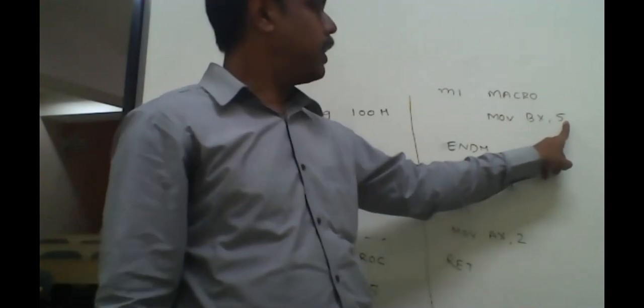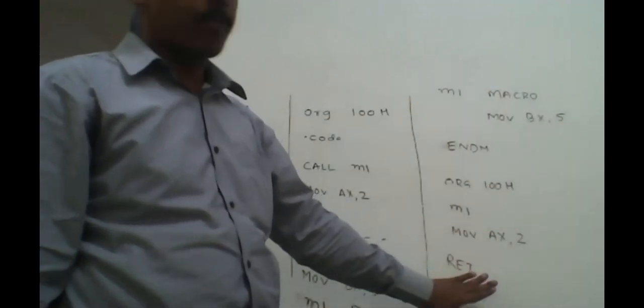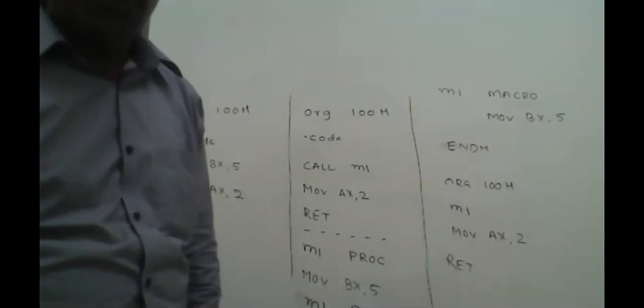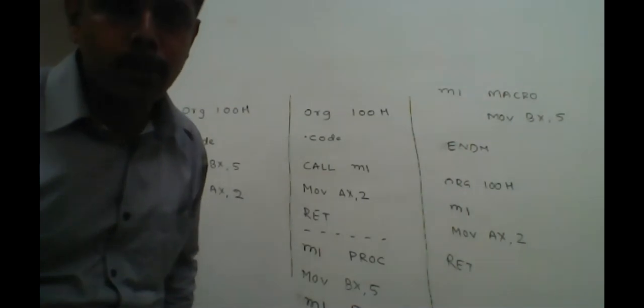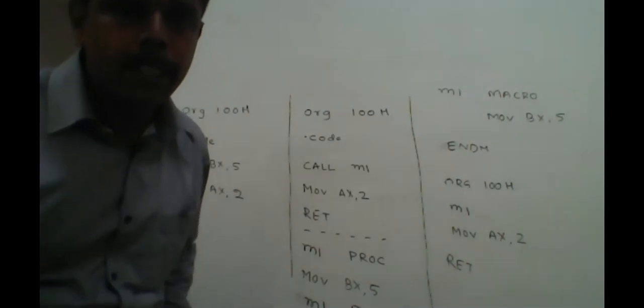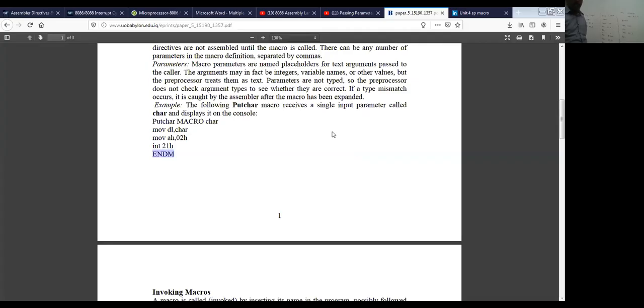So this could have been the code. So this is how it makes it easy. Okay. Now when you come back to the example, there we were discussing the putchar. So here we are discussing a putchar.